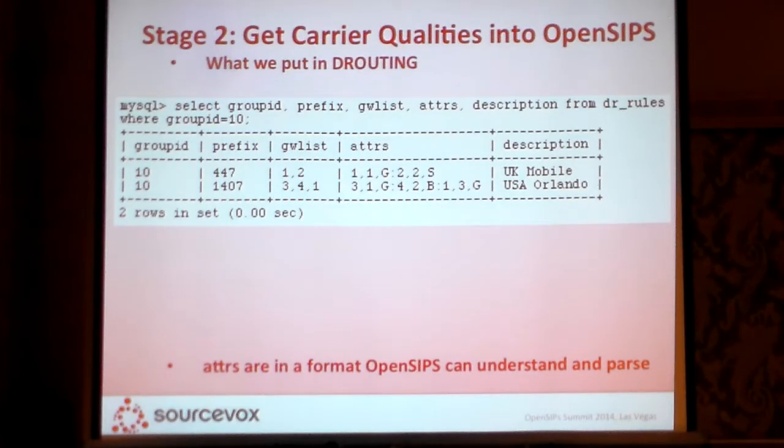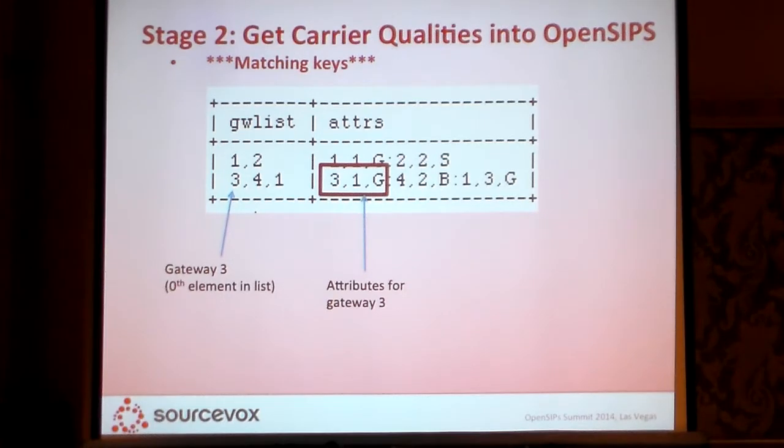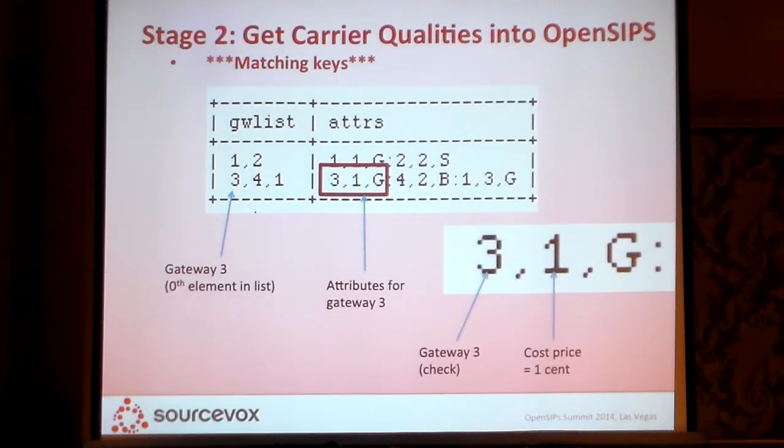By using these attributes, we can give OpenSIPS some important information about what's going on when it routes this call. So just to zoom in on the attributes a little bit, you'll see that essentially it's a set of 3 sets. Here we have gateway 3, the 0th element, which corresponds to gateway 3. It's the gateway ID, then we have the cost price, which is 1 cent, and we have the quality, which is gold. So what we're saying here is that if we have a gateway list of 3, 4, and 1, gateway 3 has a cost price of 1 and is gold quality. Gateway 4 has a cost price of 2 cents and is bronze quality. Gateway 1 has a cost price of 3 cents and is also gold quality.